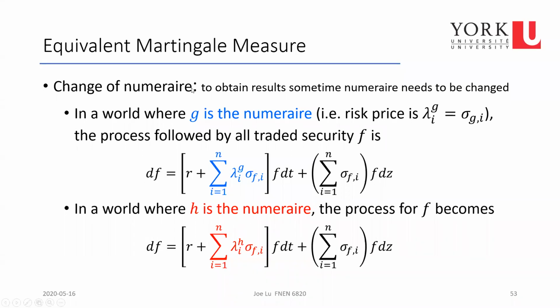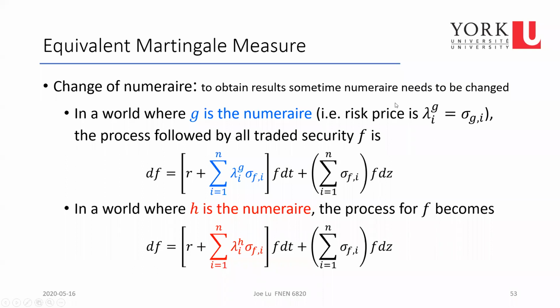Let's now take a look at how we can change the numeric asset. Now, in a martingale process, we said that we can choose a particular asset G as a numeric asset. But that G can be any asset. There's no asset that is so special that it has to be the numeric asset. So you can basically use any asset as a numeric asset.